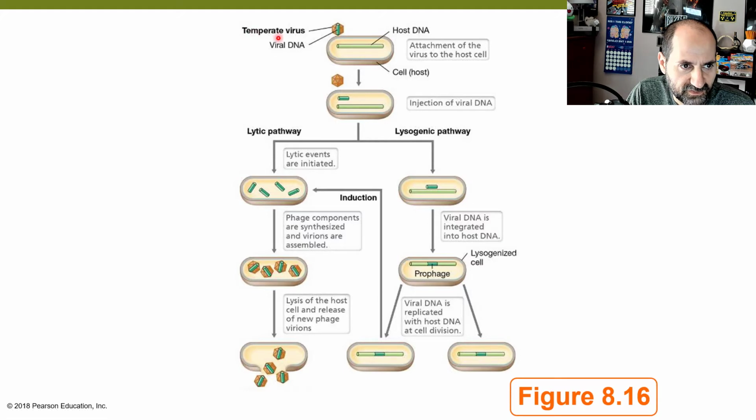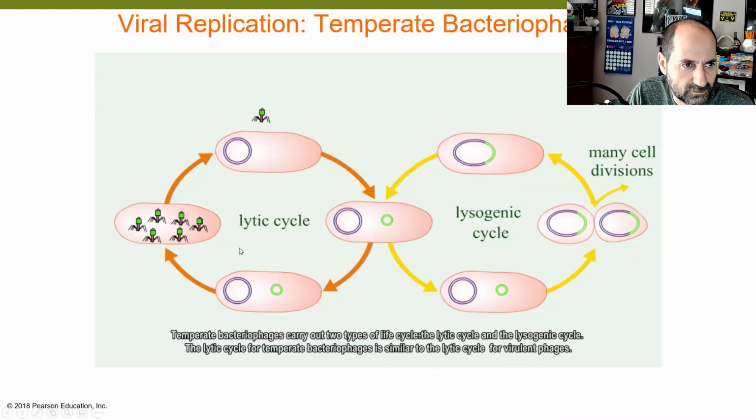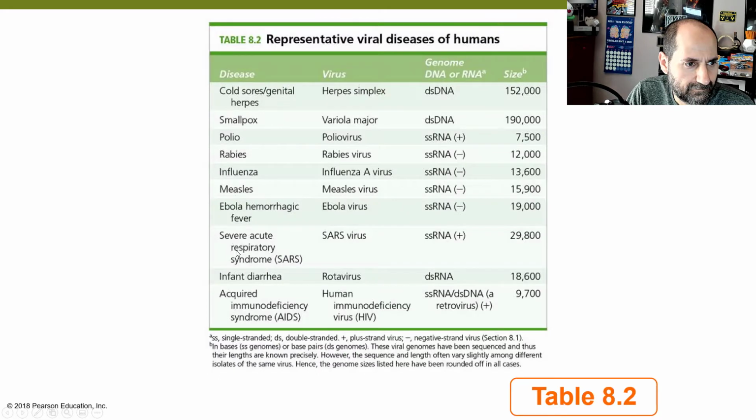So here's temperate phage. Remember, temperate phage have 2 life cycles. Temperate phage can enter lysogeny, where there's a prophage, and then that could cycle back in, once induced, it could cycle into the lytic phase as well. What else?